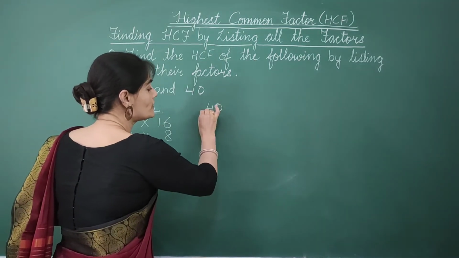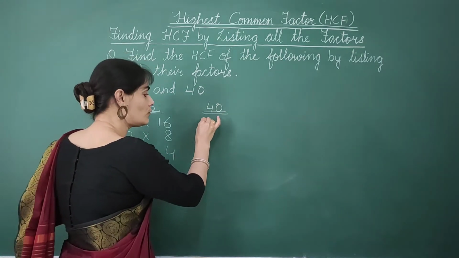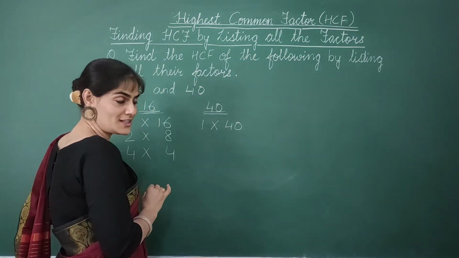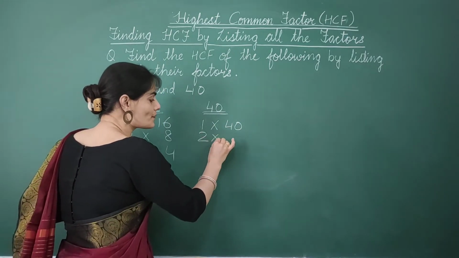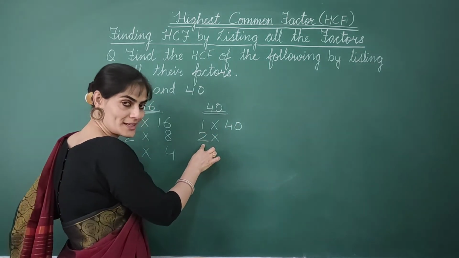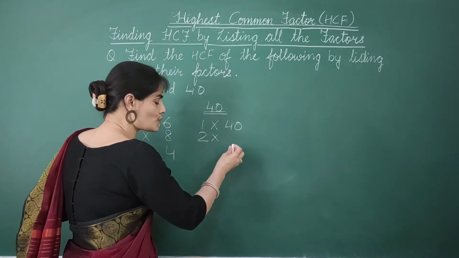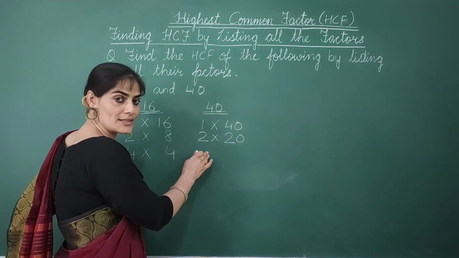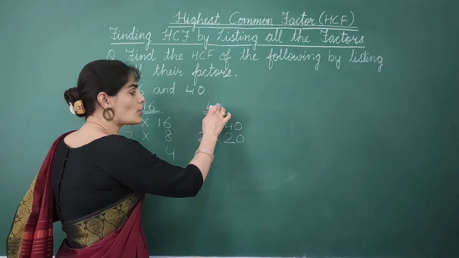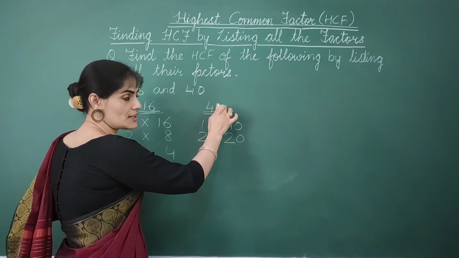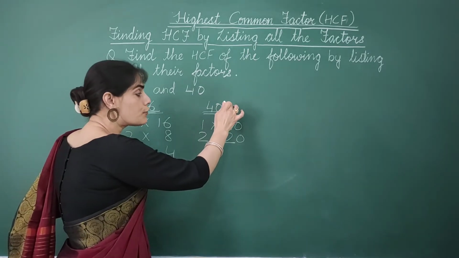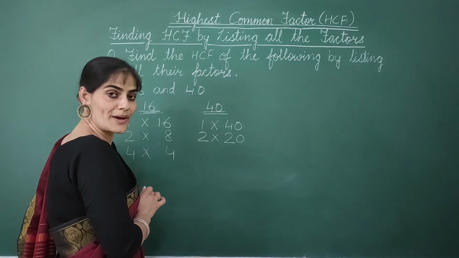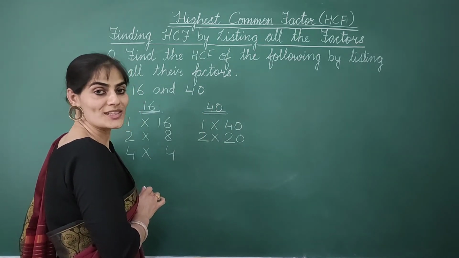Now we write all the factors of 40 and I begin with 1. 1 into what will give us 40? 1 into 40. The next counting number is 2. And as it is an even number, so 2 is its factor. 2 into what will give us 40? So 2 into 20. The next counting number is 3. Now let's find the sum of its digits. 4 plus 0 is equal to 4. 4 is not divisible by 3. So 40 will also be not divisible by 3. That means 3 is not its factor.